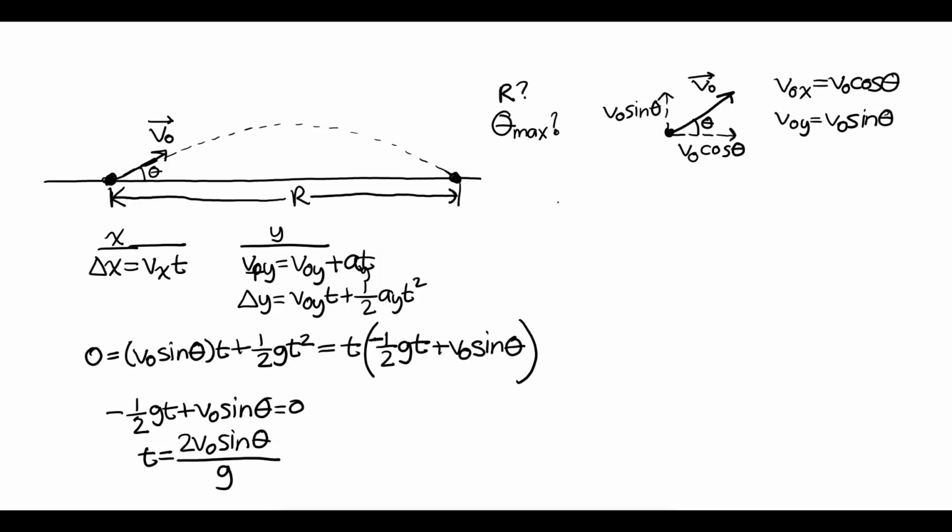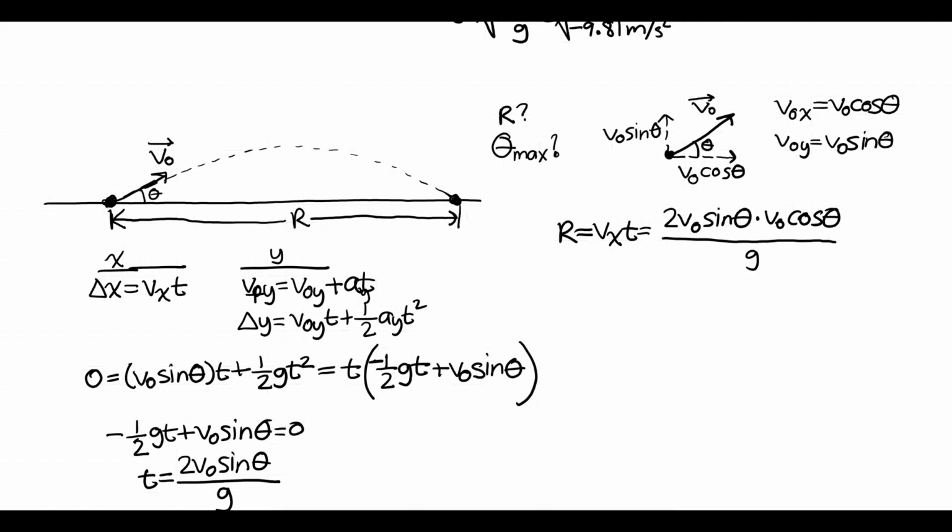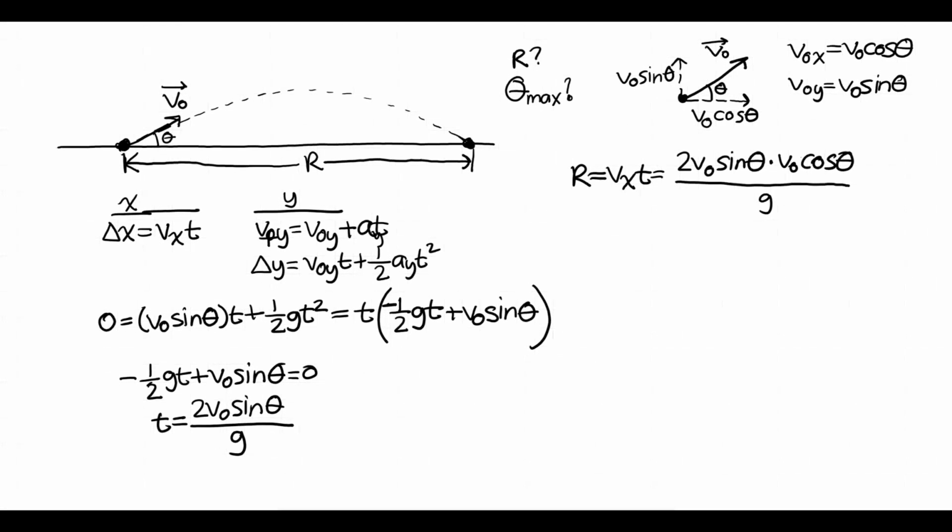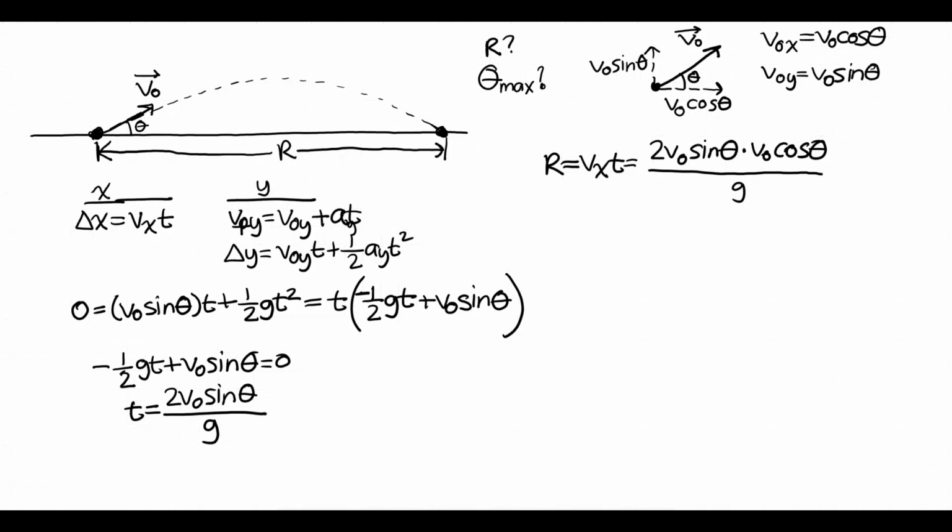Now, what is our range? Our range will be vx t. So that is equal to 2 v naught sine theta times v naught cosine theta over g. Now, that is our range. Now, what is our theta max? What is our maximum value of theta? That involves taking a derivative. So I'm just going to simplify this.